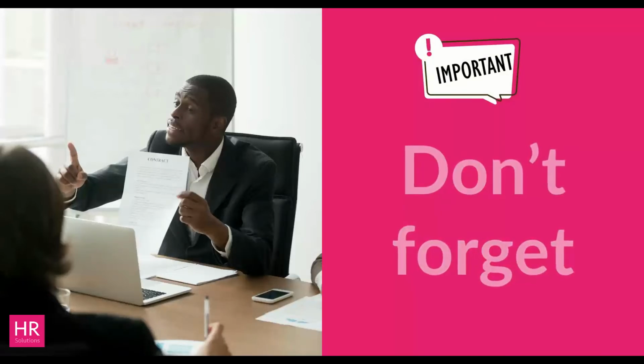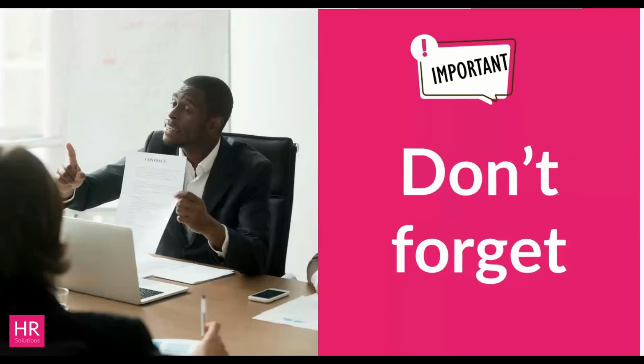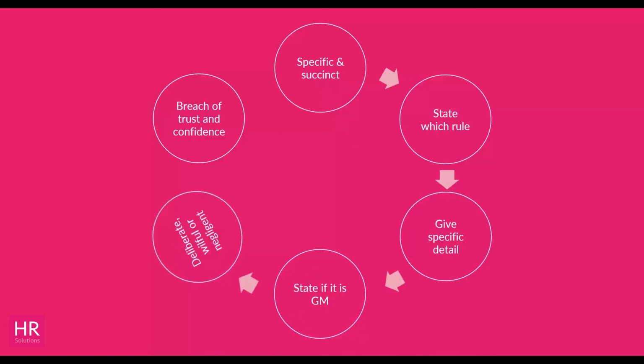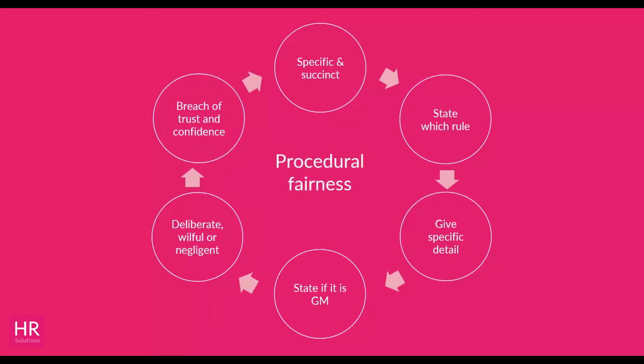So don't forget, when writing an allegation, it's important that you're specific and succinct. Be clear on which rule has allegedly been broken, detail the when and how, and in the case of gross misconduct, state that, use phrasing such as willful, deliberate, gross negligence, and warn that the alleged act is a potential breach of trust and confidence, if founded.